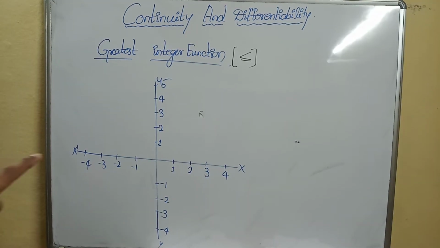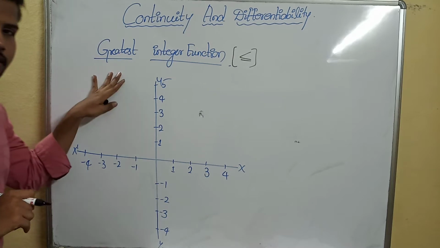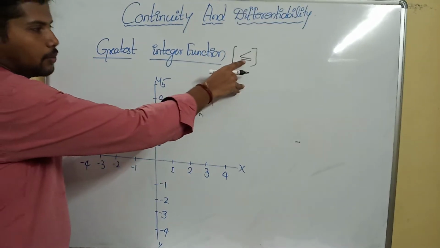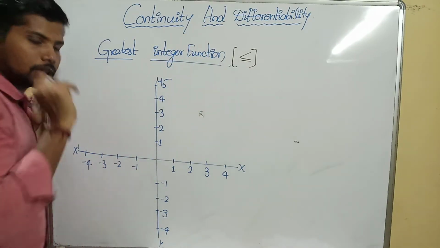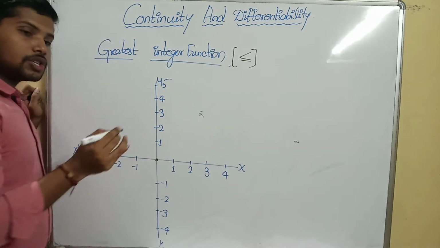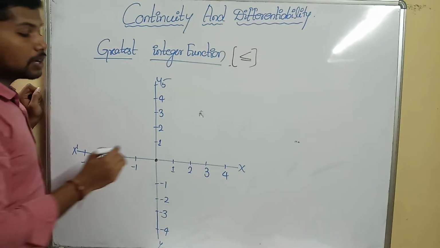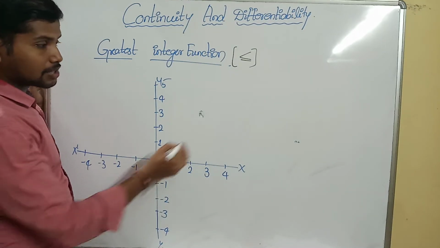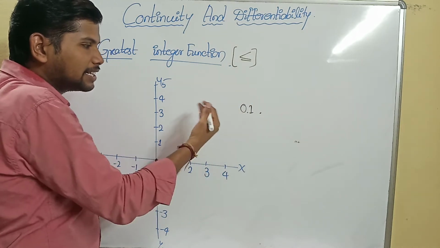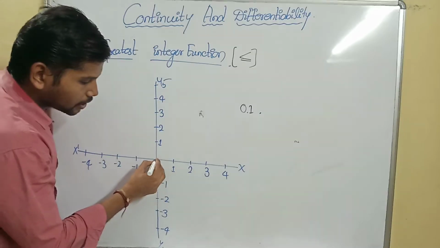I'll take one more example. The next graph I'd like to explain is the greatest integer function. You already learned this greatest integer function, or you can say it as a less than or equal to integer. What is the greatest integer of 0? 0 only. What is the greatest integer of 0.1? 0.1 means less than or equal to, the integer is 0 only. That's why it will be like this.